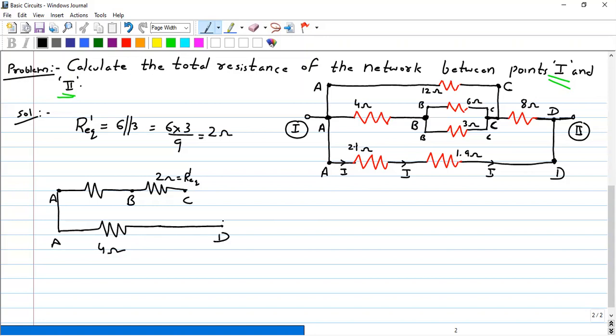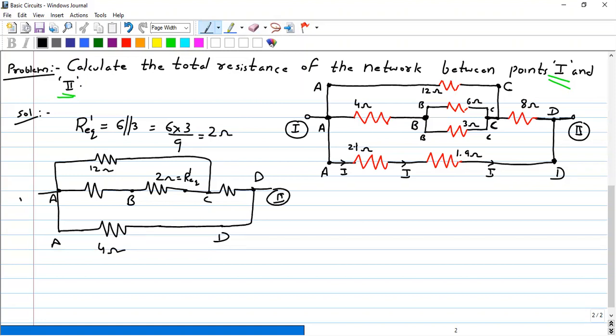Next, on the top from point A, there is one more resistance of 12 ohms, which we have not touched till now. And where is this 12 ohms meeting? It is meeting at point C. And from point C, there is one more resistance of 8 ohms going out, meeting at point D, and the second terminal of point D is here. This is 2, this was 1. This resistance is 4 ohms, and this is 8 ohms.